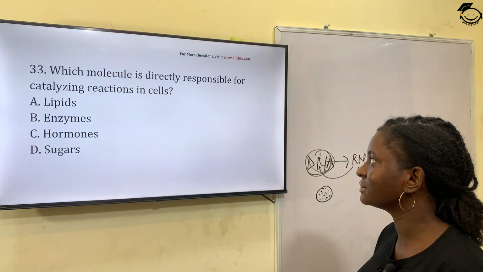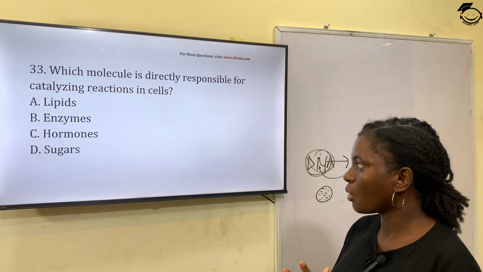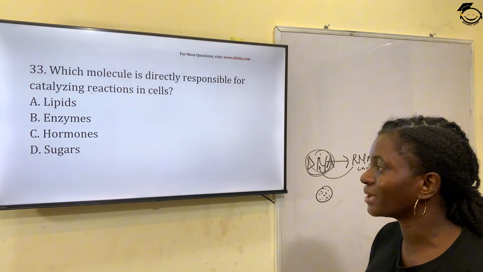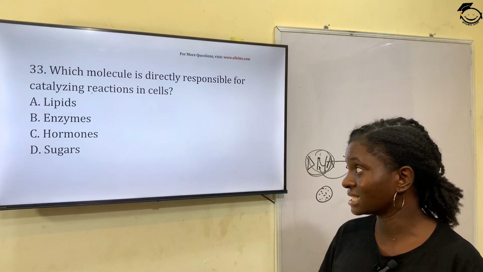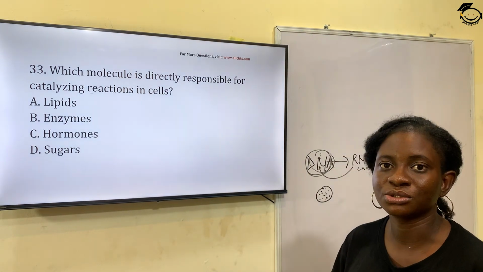Enzymes. Enzyme is involved in speeding up cell reactions. Hormones, option C, and D, sugar. So the correct answer to this question is enzyme. Enzyme is involved in catalyzing cell reactions.